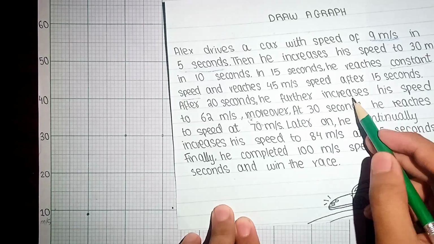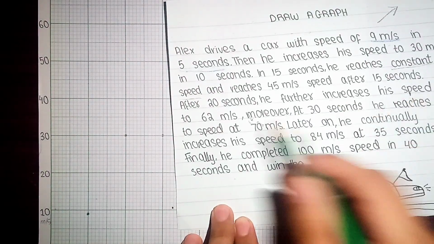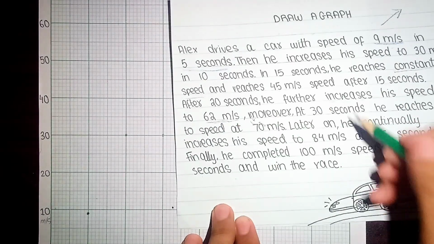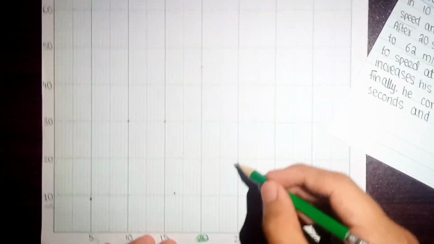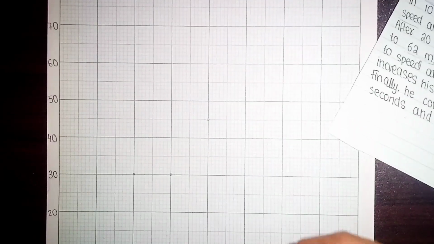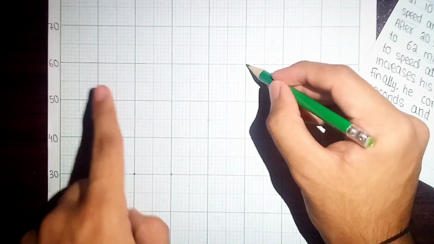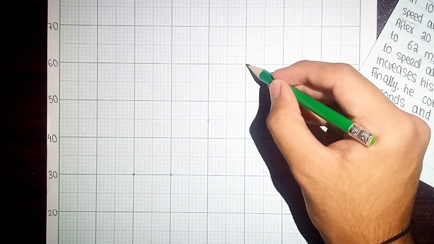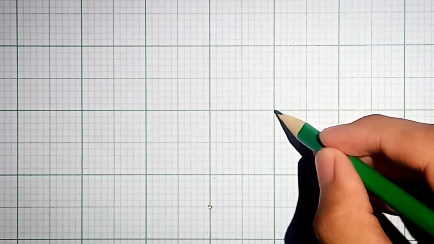After 20 seconds, he further increases. Increases means now upwards. His speed goes to 62 meters per second. Alright? His speed increases to 62 meters per second. At 25 seconds, his speed was 62. Again, as in the case of 40, you go 2 points up. At this time, you are also required to go 2 points up, from 60 to 62.